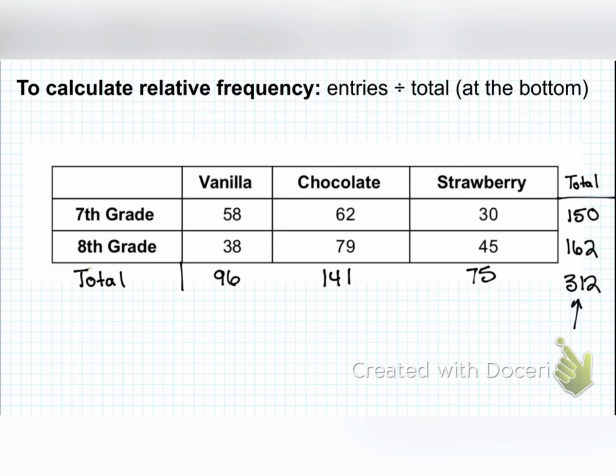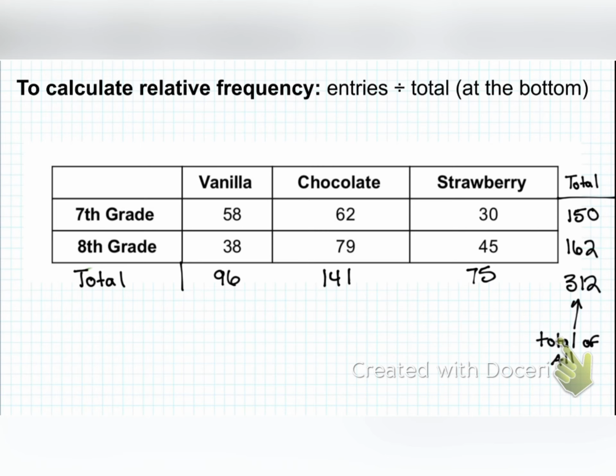And just so you know, this is going to be your total of all. Okay, so I'm going to use my total of all, and I'm going to use that with my entries to find my relative frequency. So for that to happen, I have to do every one of them. What I mean by entries, these are the entries: the 58, the 38, the 62, 79, 30, and 45. And I've got to take those and divide them by my total of all.